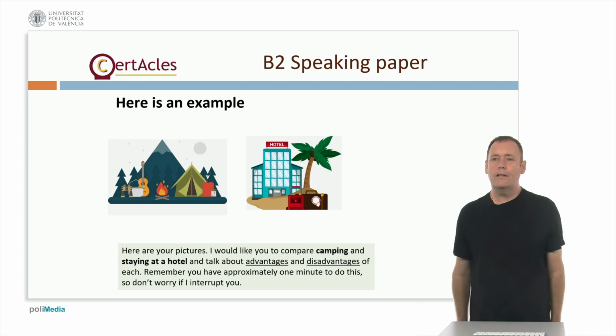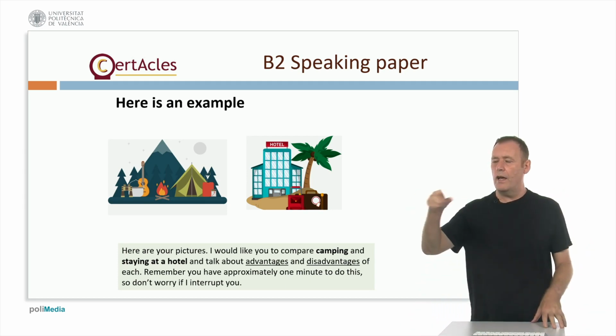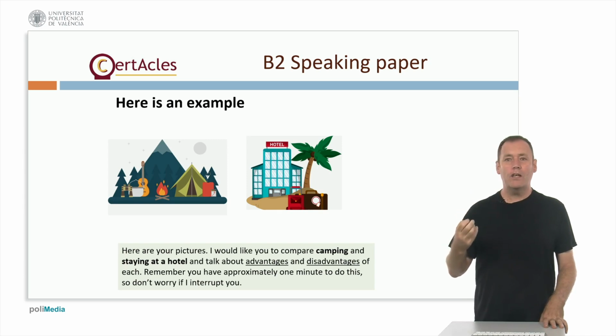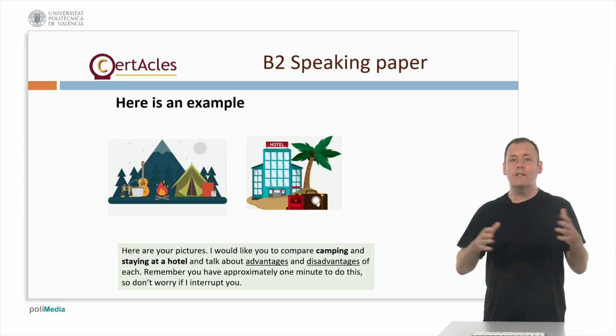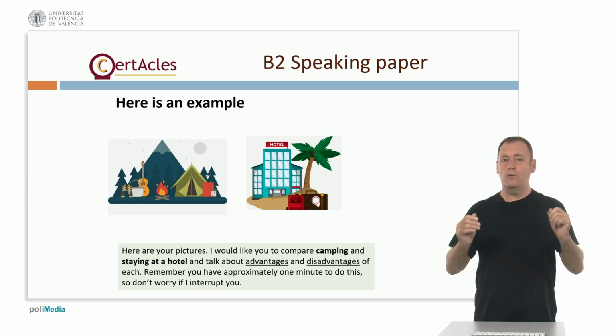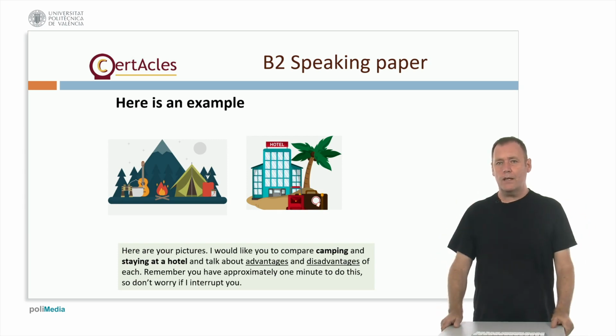Here are some typical pictures that you might get and the question there. This is what the examiner would say. Here are your pictures. I would like you to compare camping and staying in a hotel and talk about advantages and disadvantages of each. Remember, you have approximately 1 minute to do this, so don't worry if I interrupt you. So this would be the typical thing the examiner would say.